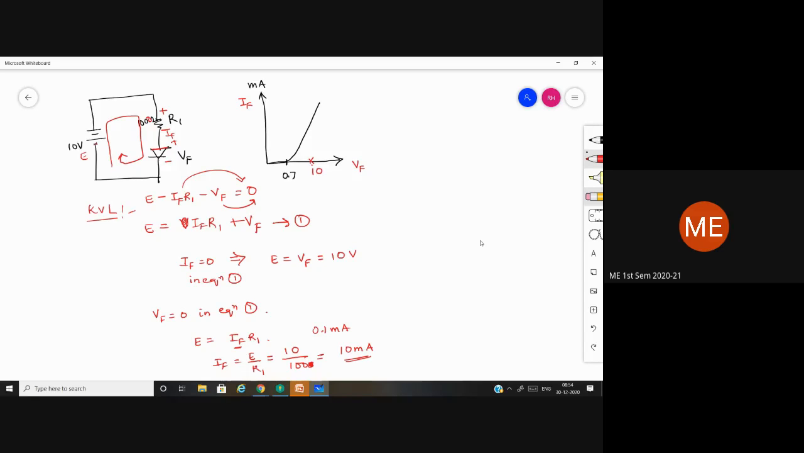Right? Yes, sir. So this is how we find a point here, and after that we are going to join these two points. This is how we find the DC load line, and we mark this as the Q point.